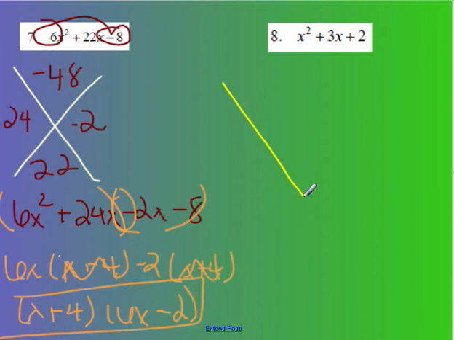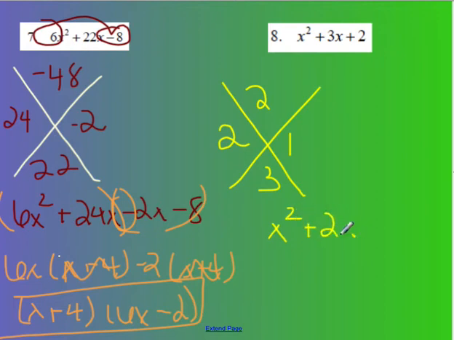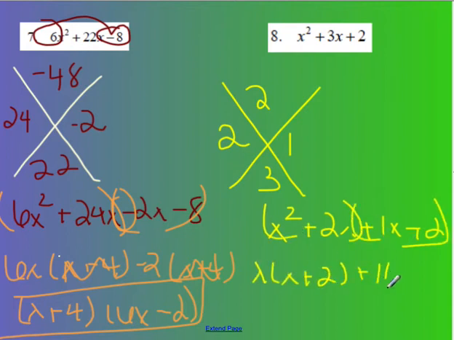For number 8, you're going to multiply to 2 and add to 3. Again, don't get caught up on this being overcomplicated. It's just 2 and 1. The bigger number isn't necessarily on the top. So we have x squared plus 2x plus 1x plus 2, and factor that by grouping. X plus 2, we're going to take out a 1 out of that second group, factor out your leftovers, and you're going to write what's left after that.